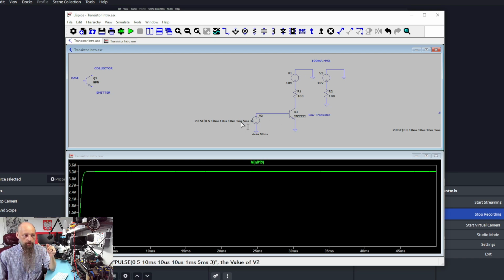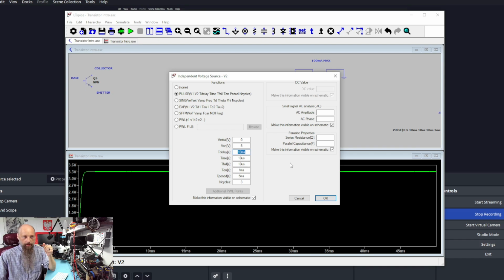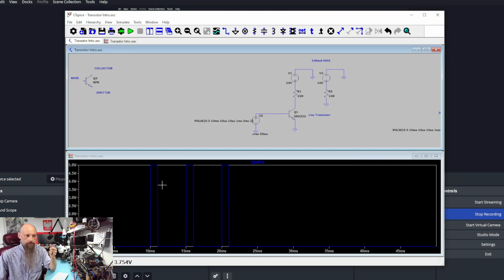Each pulse is 1 millisecond. It's delayed by 10 milliseconds. The rise time is 10 microseconds and the fall time is 10 microseconds as well. The pulse appears for 1 millisecond and the period is 5 milliseconds. And we are doing 3 cycles and it looks like this. After 10 milliseconds we turn on for 1 millisecond and we turn off. Then at the 15 millisecond mark we turn on again and again at 20 millisecond mark.